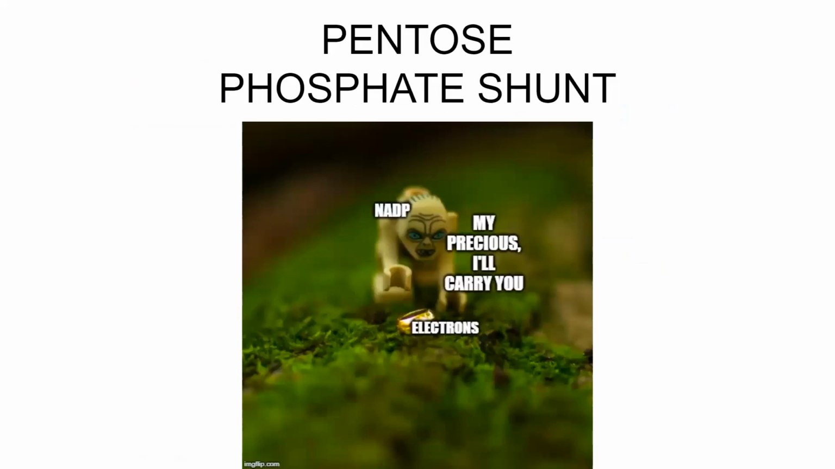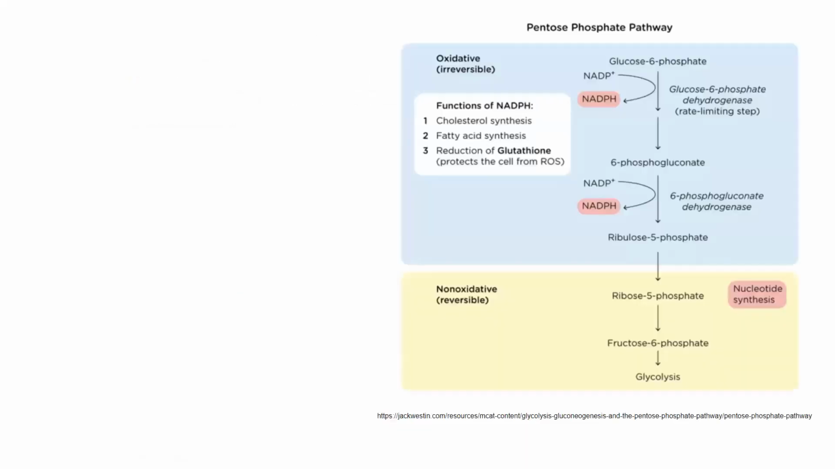This is my favorite thing ever because the pentose phosphate pathway looks so complicated, but really you only need to know like three things from it. First, which one is the rate-limiting step?